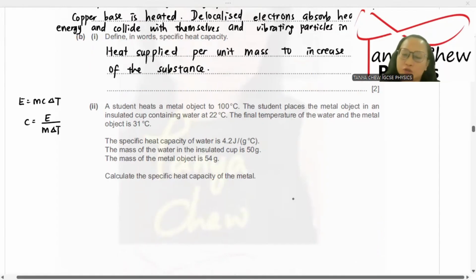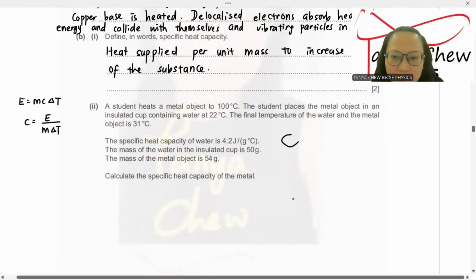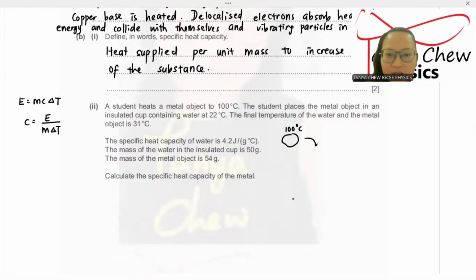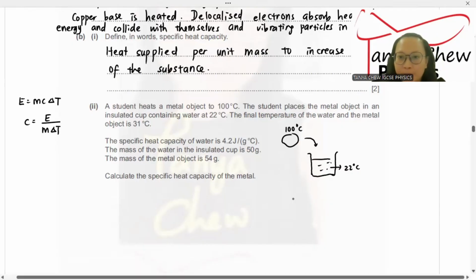If you face difficulties, I would strongly suggest you draw a diagram so that you can see clearer. I have a metal object that has been heated to 100 degrees Celsius. And then I place this heated object into an insulated cup, which contains water. The initial temperature of the water is 22 degrees Celsius. So when you place a hot object into the water, you definitely know that heat is going to transfer from the hotter metal object to the water to increase the temperature of the water. Don't you think so?